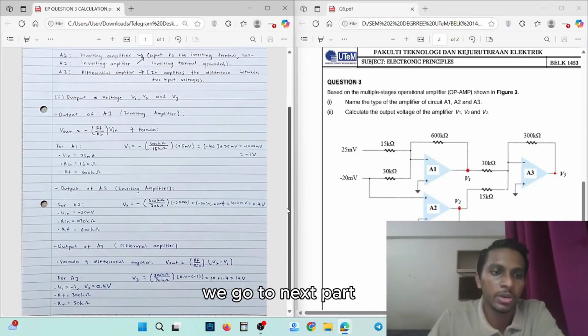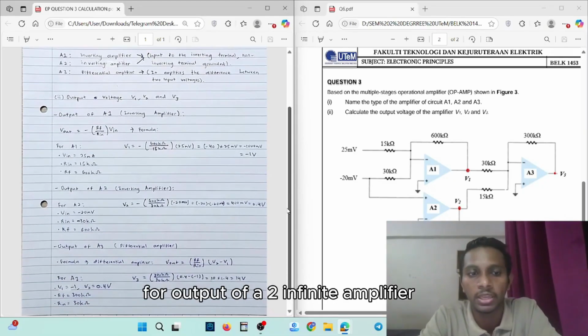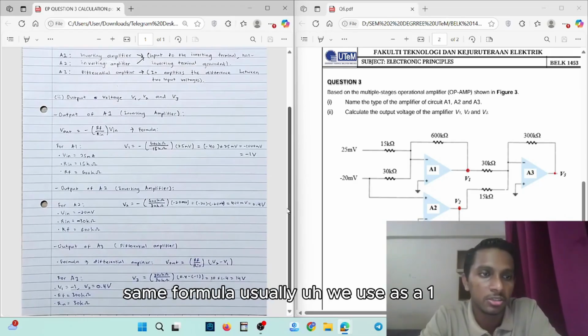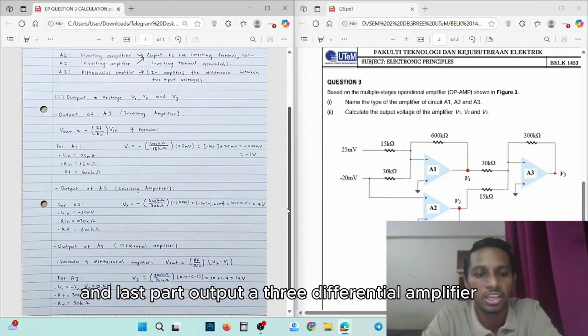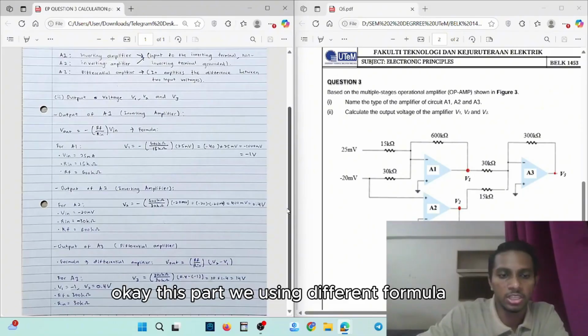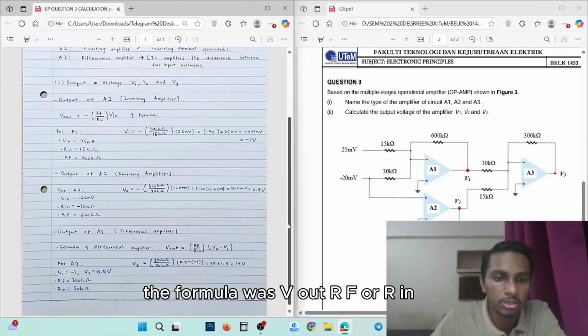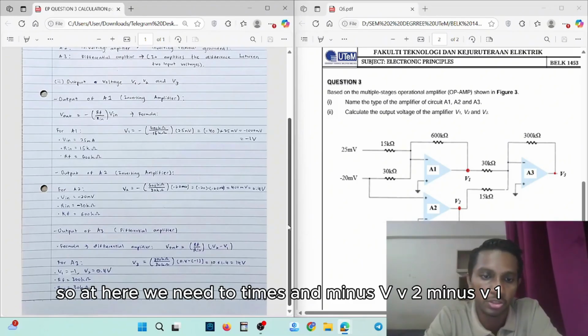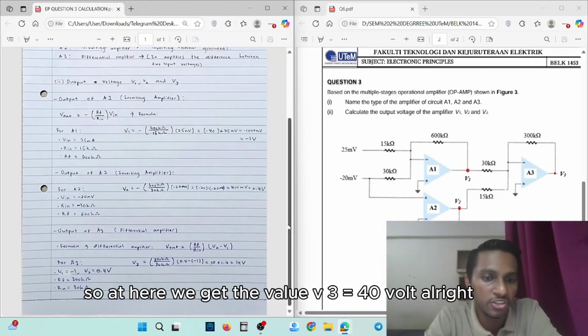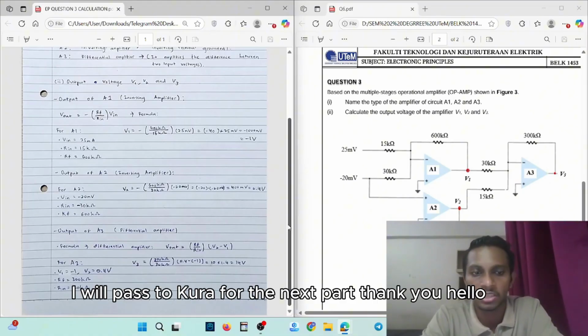Alright, we go to the next part. For the output of A2, an inverting amplifier, we usually use the same formula as A1. We do the calculation and get V2 equal to 0.4 volt. And the last part, the output of A3, a differential amplifier. This part we use a different formula. The formula is Vout equals RF over Rin times (V2 minus V1). Here we get the value V3 equals 40 volts. Alright, I will pass to Kura for the next part.